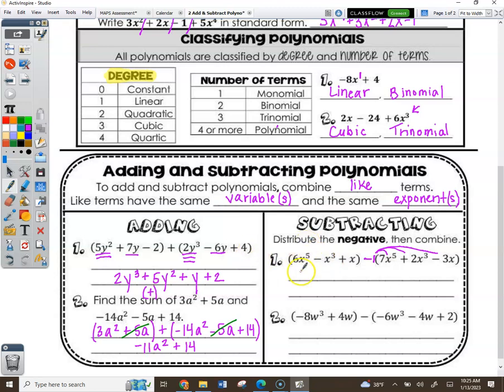So this stuff in the front is just going to come down. We got 6a to the 5th minus x cubed plus x. This becomes minus 7x to the 5th minus 2x cubed plus 3x. And then now, like I said, it's a matter of combining like terms, which is just going back to the adding.